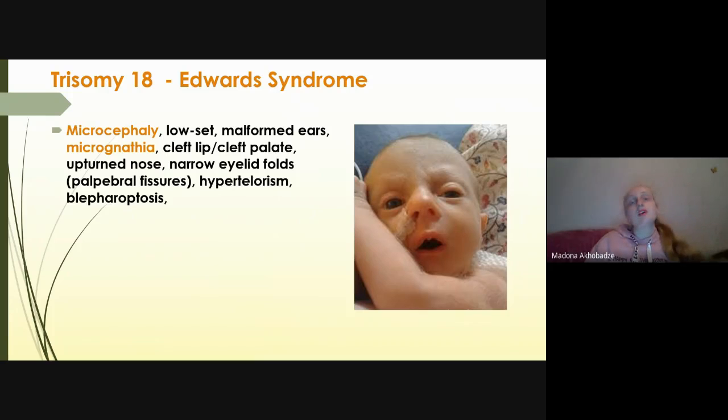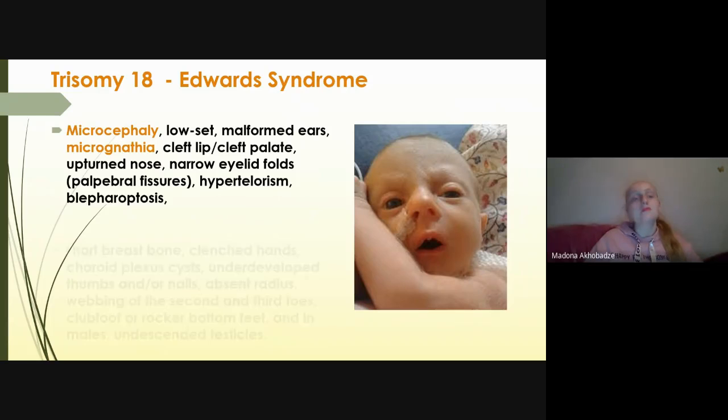They have low-set, malformed ears, micrognathia, that is the small chin and jaw, mandible, and then cleft lip and cleft palate. That is the reason for the malnutrition and poor respiration and the poor feeding. Turned-up nose and narrow eyelid folds. Hypertelorism, it means their eyes are located distant from each other and from the nasal bridge. Hypertelorism is away, and if they're close, it's called hypotelorism.